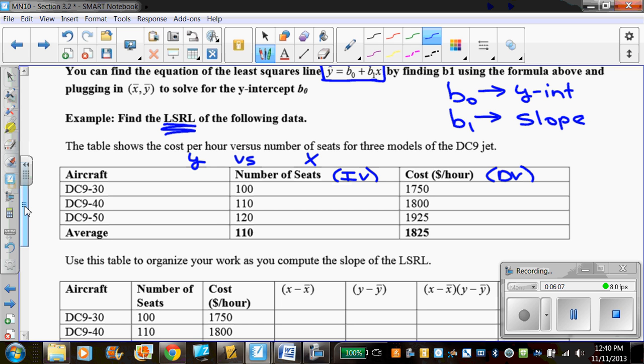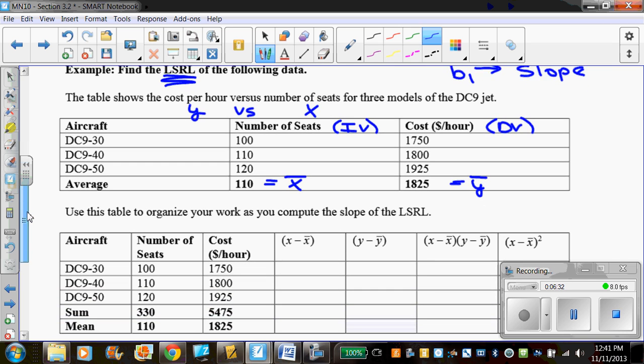So the number of seats on the DC-9 30 is 100, cost is $1,750, and the 40 is 110 at $1,800 per hour, and so on. Notice that the averages are down here, so we know that X bar is equal to 110, and Y bar is equal to 1825, and that does play an important role as well. This data is given to us in the textbook as well.